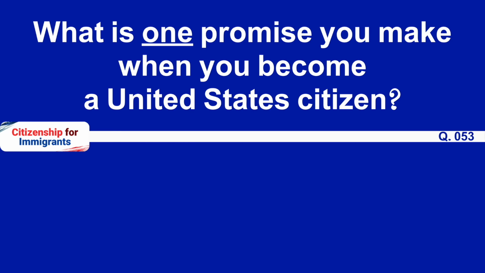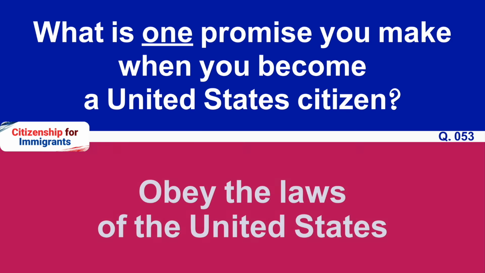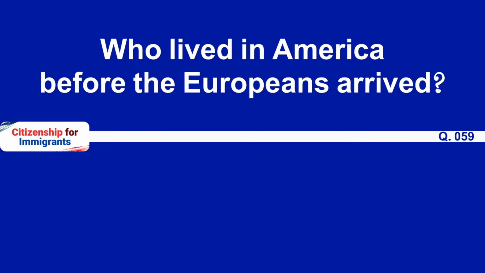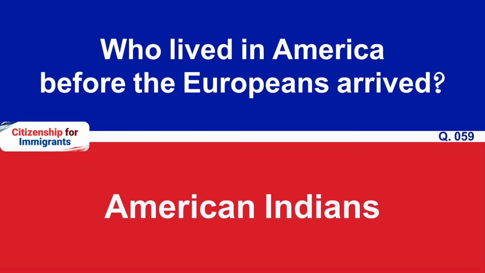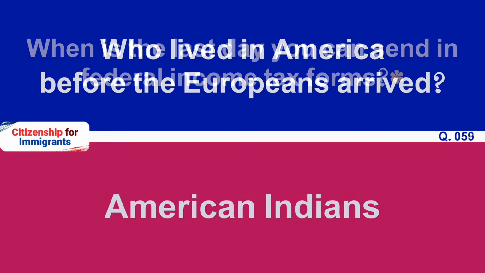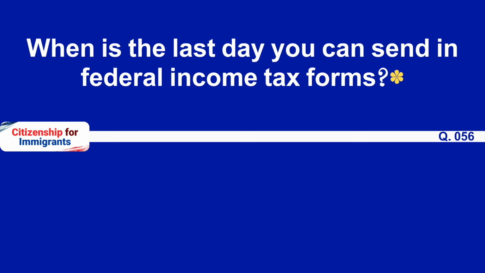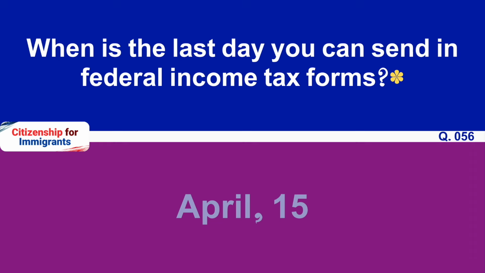What is one promise you make when you become a United States citizen? Obey the laws of the United States. Who lived in America before the Europeans arrived? American Indians. When is the last day you can send in federal income tax forms? April 15.